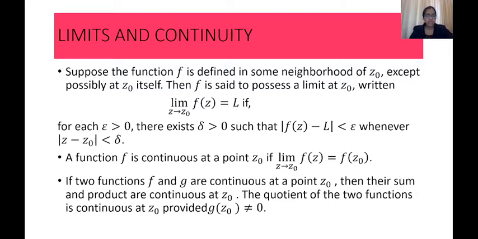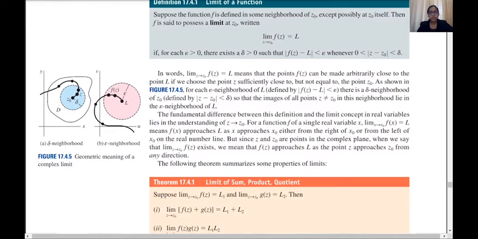Now let's see the major difference in the case of limits for complex variables. Can you look at figure 17.4.5? You can see that z is approaching z naught and correspondingly f of z approaches L, but there are different paths. The black lines depict different paths or different ways.